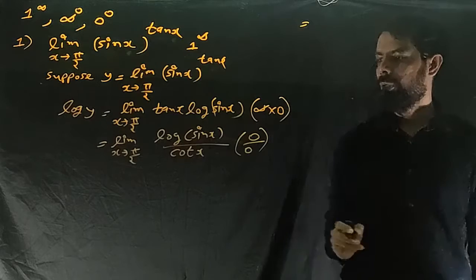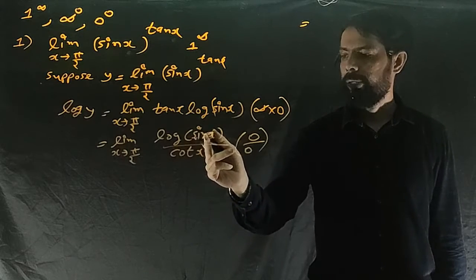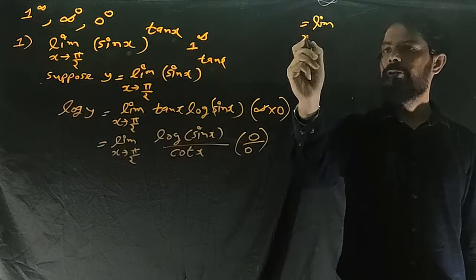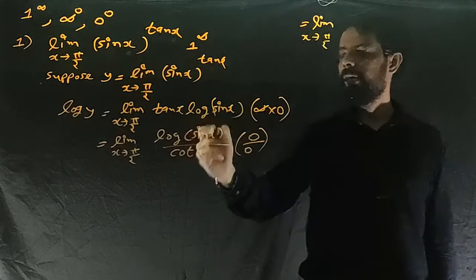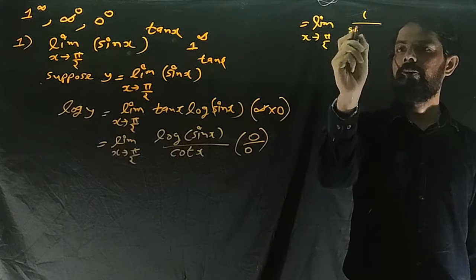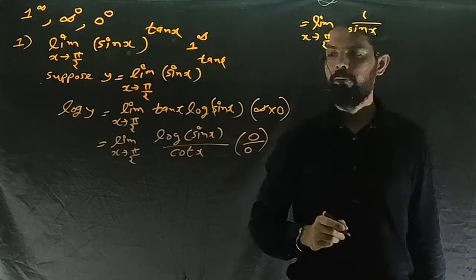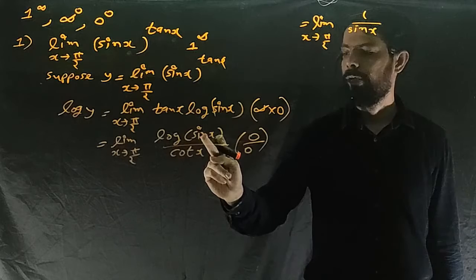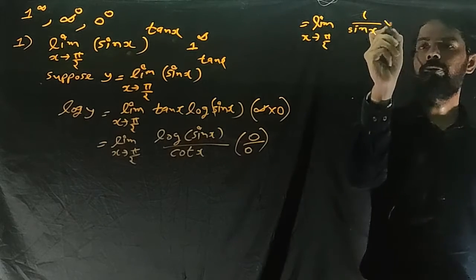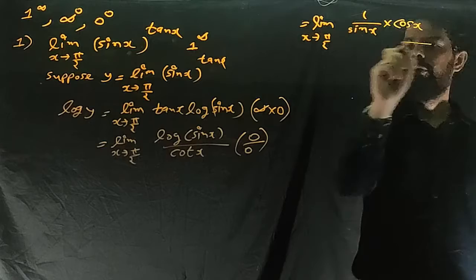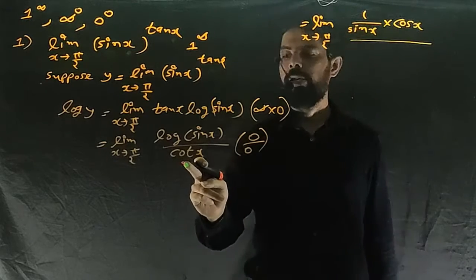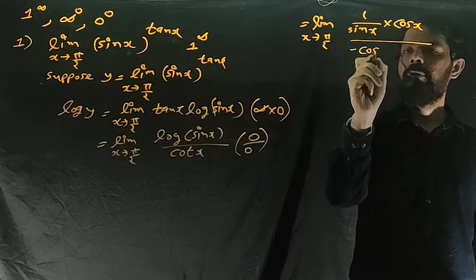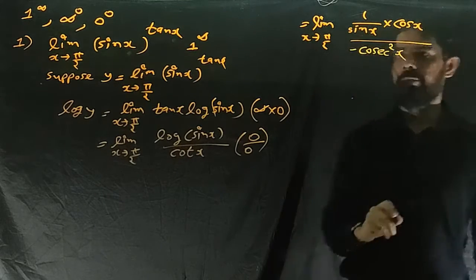Here applying L'Hopital rule, taking derivative of numerator. So if we take derivative of log sin x, okay, here limit x tends to pi by 2, then derivative of log sin x is 1 divided by sin x, because derivative of log x is 1 divided by x. Then we will have to take derivative of bracket. So derivative of sin x is cos x, so into cos x whole divided by derivative of denominator, that is cot x. So derivative of cot x is minus cosec square x.